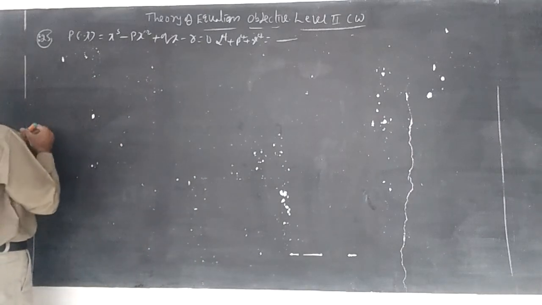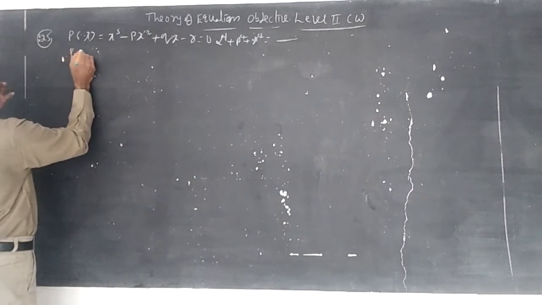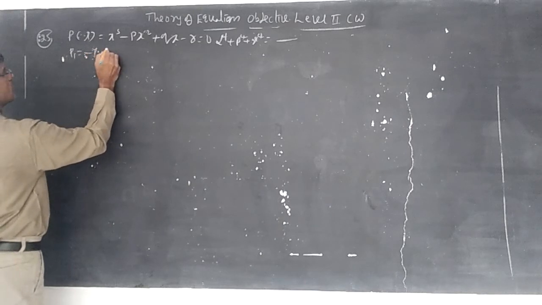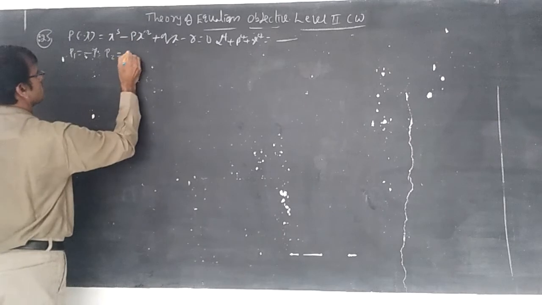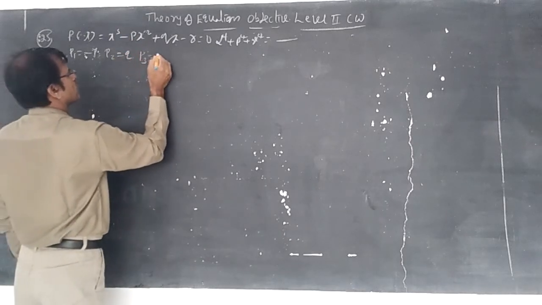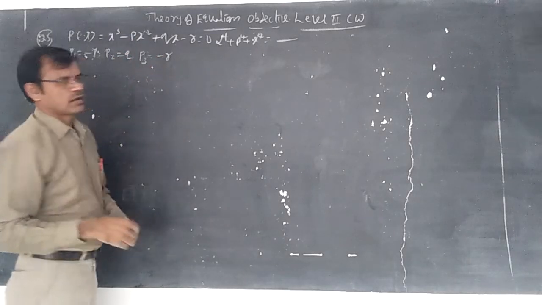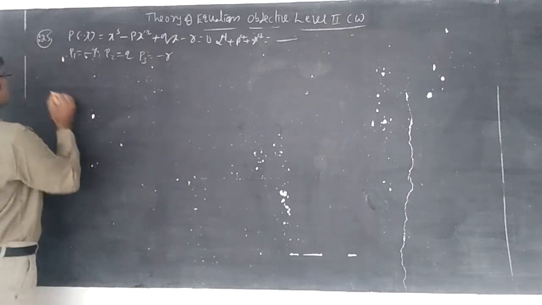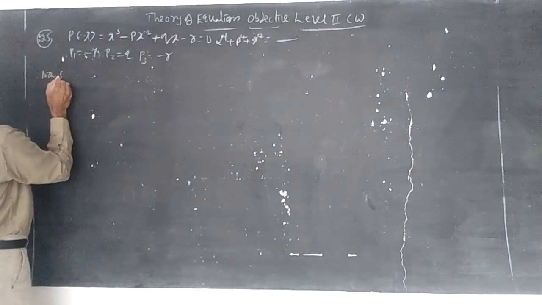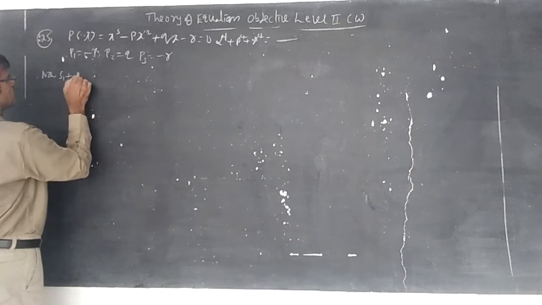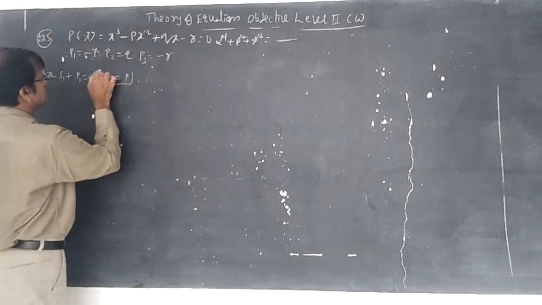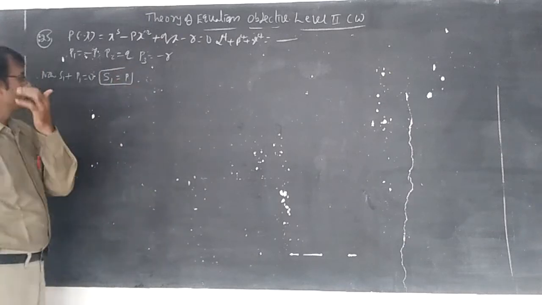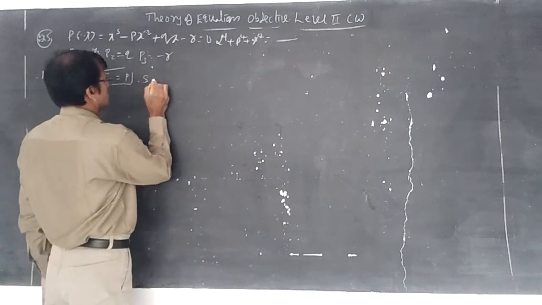Here P1 is equal to minus P, P2 is equal to Q, P3 is equal to minus R. Now use the formula S1 plus P1 equal to 0. So S1 equal to P, because S1 minus P becomes 0.